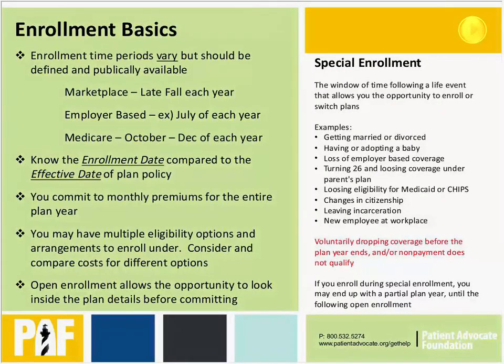You have multiple eligibility options and arrangements to enroll under. So, for example, if you are employed and you have an employer-based option available to you, and you have the marketplace that you can explore, you should explore both. It is important to note that each family member can be on an individual plan through the marketplace, or you can have a single family plan for all members. So it might make more sense for part of your family to be insured through your employer, and the rest of your family to be insured through a marketplace product.